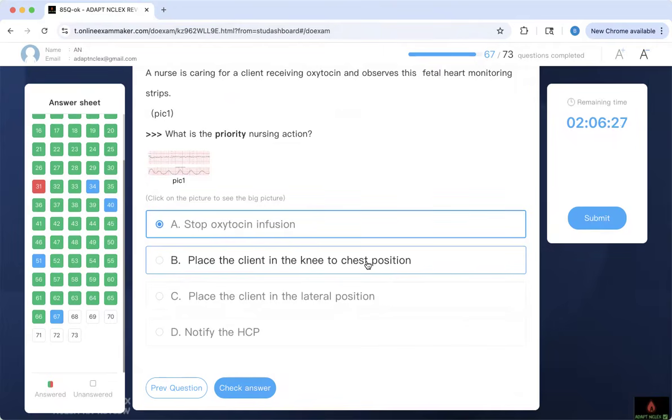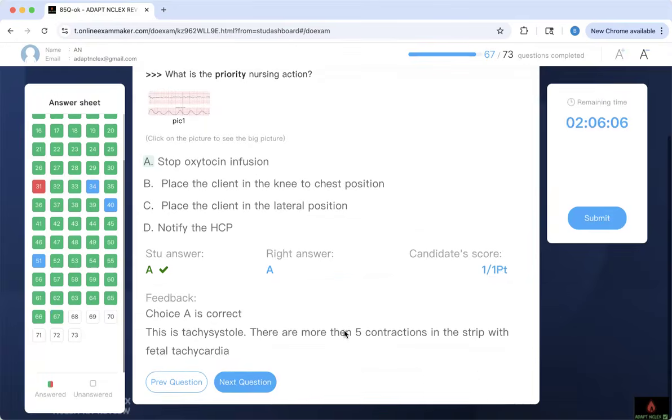If it's a late deceleration or placental insufficiency, then you can put them in the knee to chest position or lateral position, depending on which condition is present. You can give them IV fluid, give them oxygen, and then let the doctor know. But the first thing we should do: stop the Pitocin.